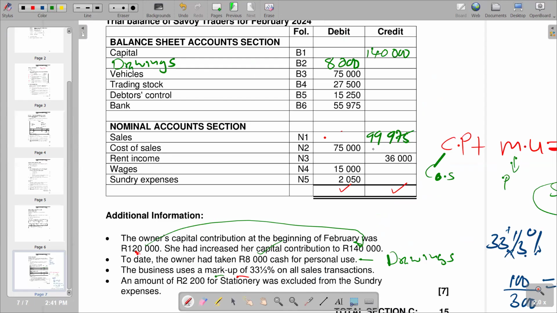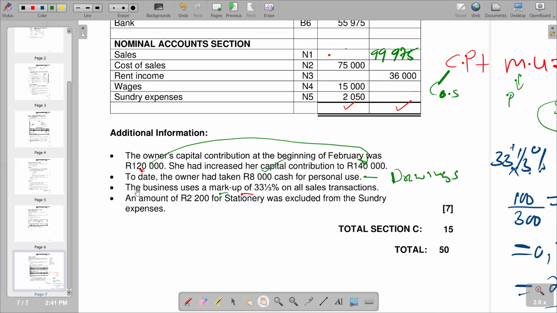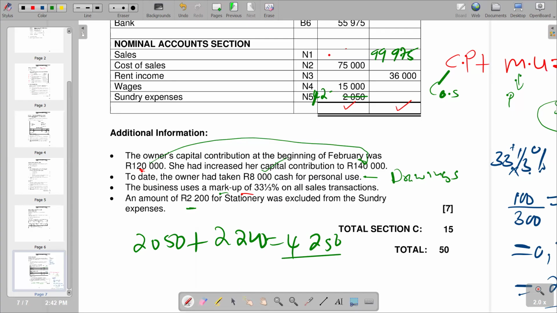So having done that, now we go to the next transaction, which is going to be the last one, to see what we are supposed to correct there. An amount of 2,200 rand for stationery was excluded from the sundry expenses. So we have 2,200, which was supposed to be under sundry for stationery, but it's not there. So we have 2,050 in the list of balances. Then we add the one that was not included, 2,200. So we're going to remove this one and we put 4,250. That's how we are going to present it in our answer.